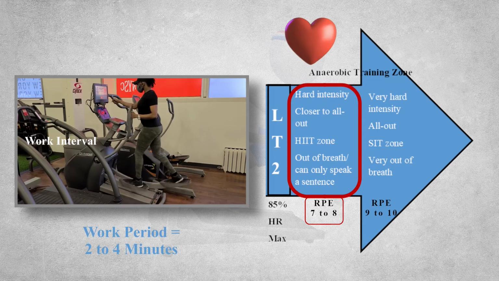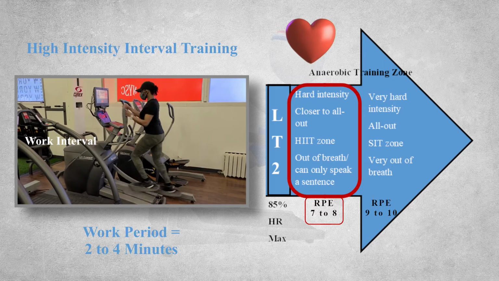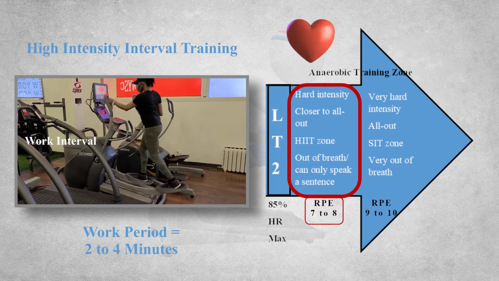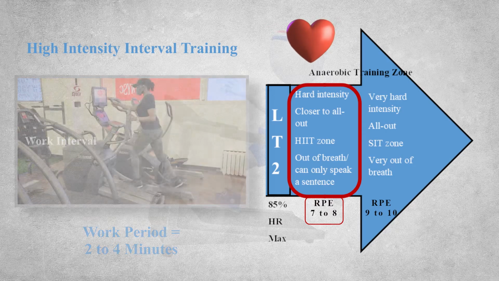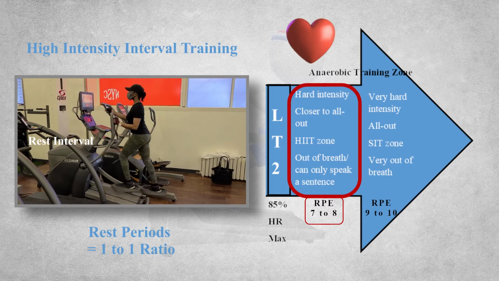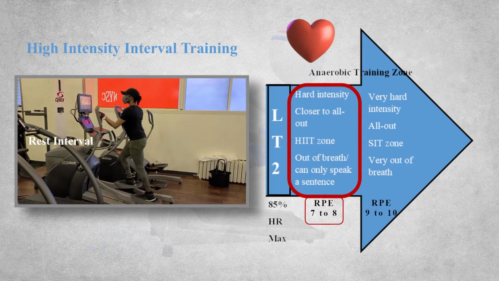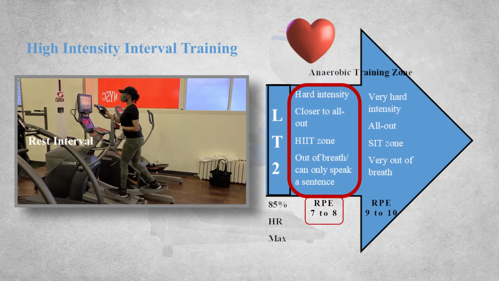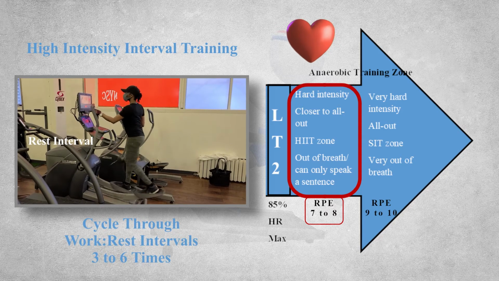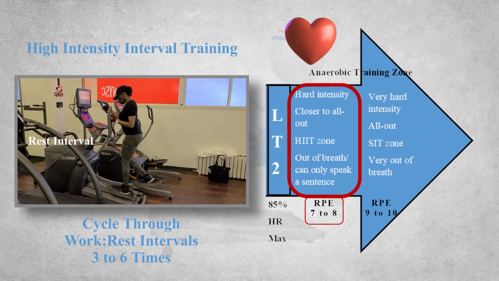This type of interval training is known as high-intensity interval training, and while rest periods can vary widely, a general recommendation is that rest period lengths correspond with a 1-to-1 ratio. For example, if the work portion lasts for 3 minutes, the rest period should also last for 3 minutes. For general fitness, following a warm-up that lasts for about 5 minutes, the person can cycle through these work-rest interval cycles about 3 to 6 times and follow that with a cool down.